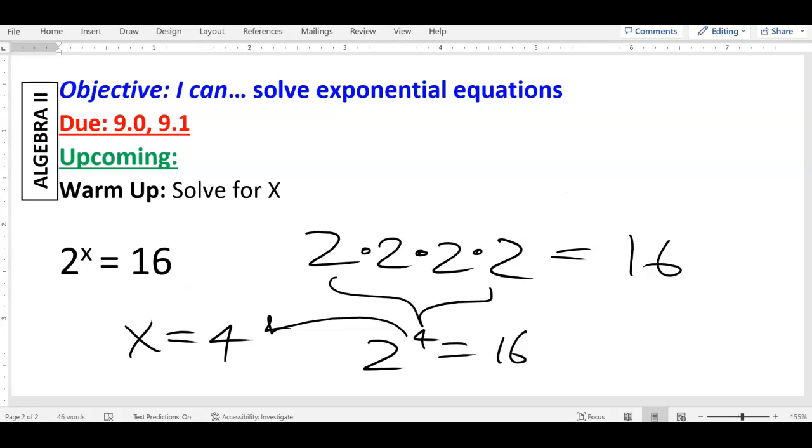Now that's kind of an abstract way of puzzle solving it, but I'm going to show you today on the notes how to solve exponential equations, like our objective today is.